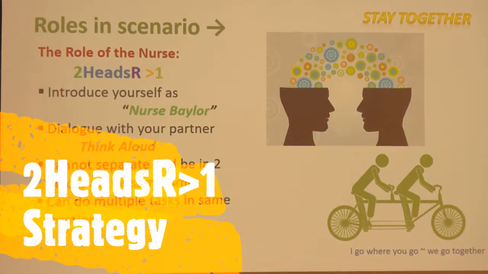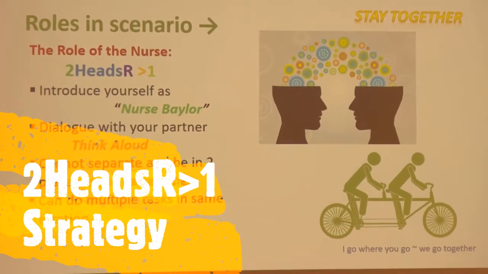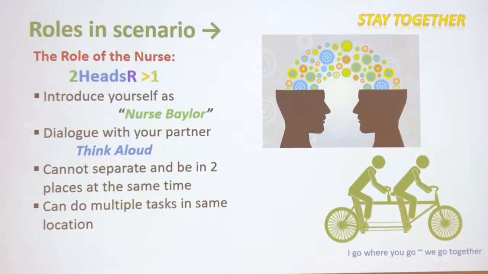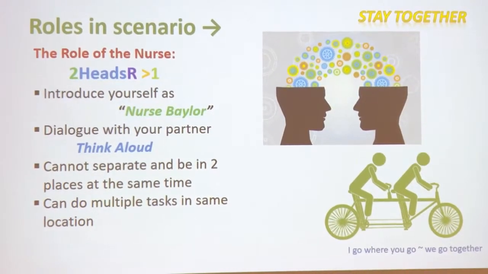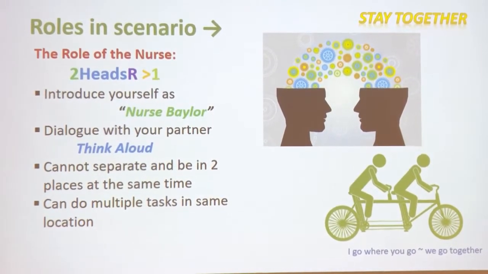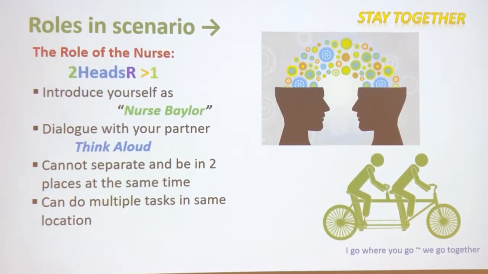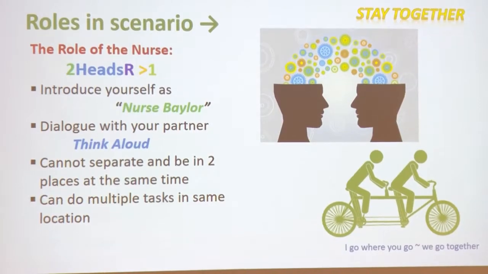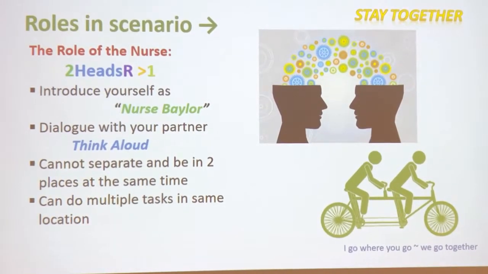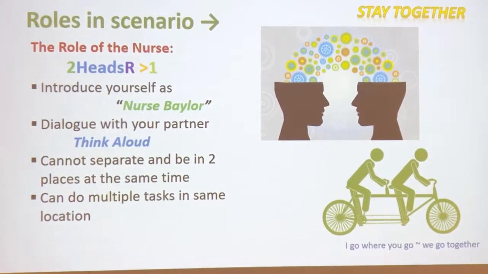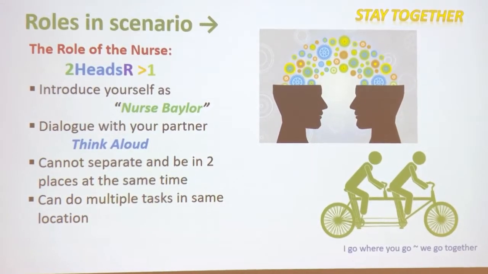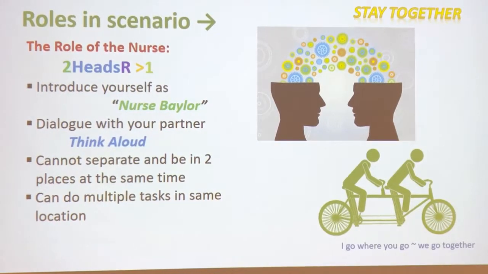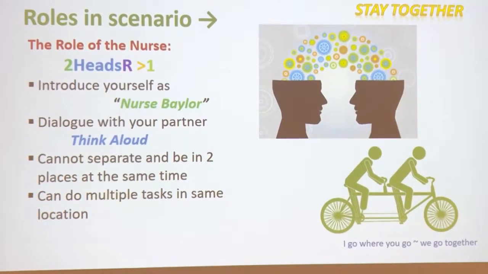In August of 2017, we developed the 2 heads are better than 1 strategy for role assignment. With this innovative approach, 2 students are placed in the role of the nurse. They must move together as they care for the assigned patient. Utilizing Think Aloud, each student presents his or her interpretation of the patient's situation and plan of care. If the students do not agree, they must discuss the various options, provide rationale for their opinion, and ultimately agree on a course of action.